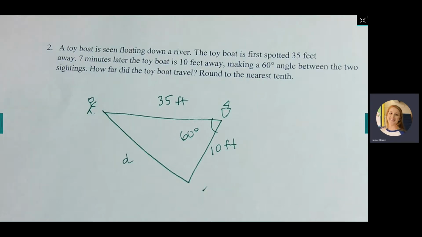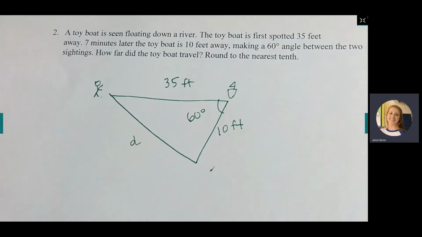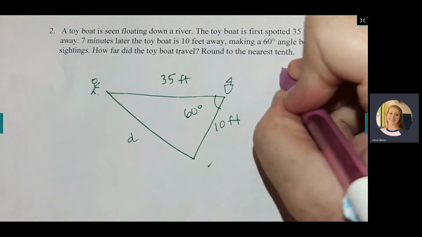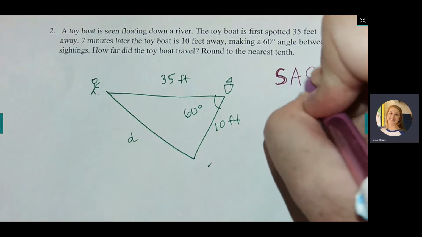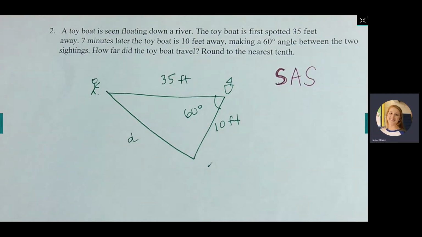All right, so you just look at your triangle. At this point, once you've got your picture drawn, you can kind of ignore the scenario and just look at your triangle. We're in law of cosines, so is this a side angle side or side side side? Yep, side angle side. We know 2 sides and the angle between them. So that's side angle side.